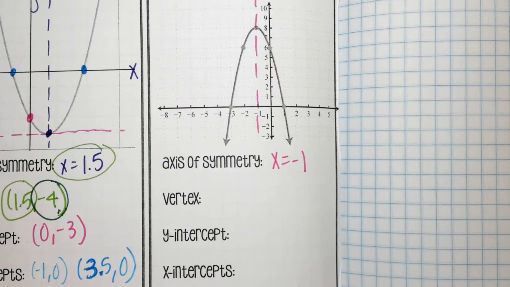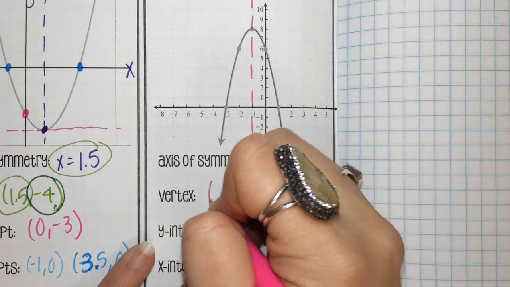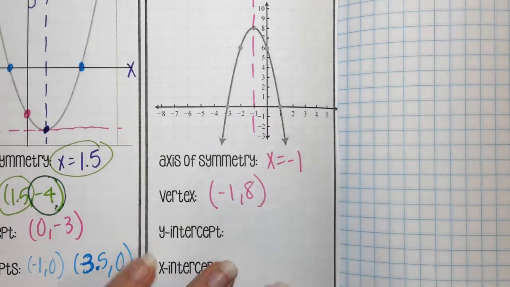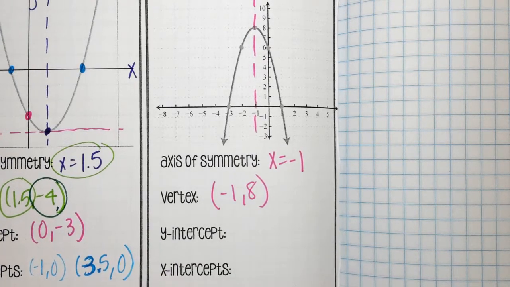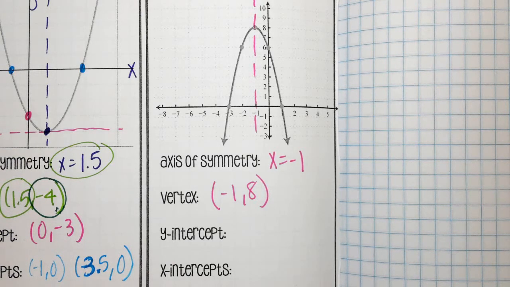All right, what's our vertex at? -1, 8. Awesome. Take a point if you said that. Good job. All right, I want you to find your y-intercept and your x-intercepts without me. And tell me whether it's a maximum or minimum. The next 3 thingies, fill in without me.